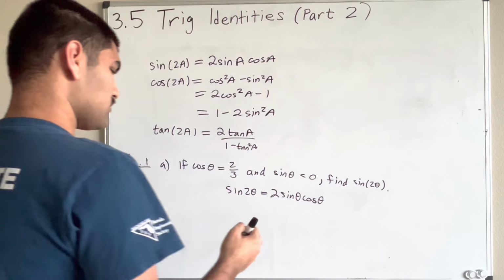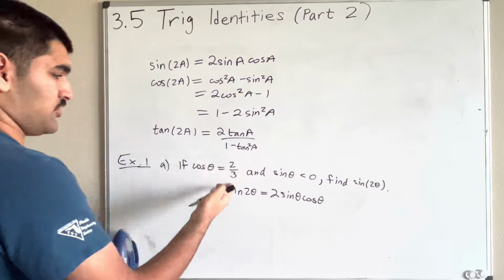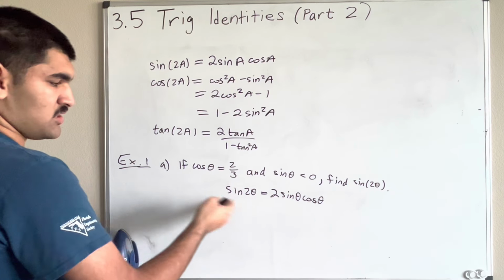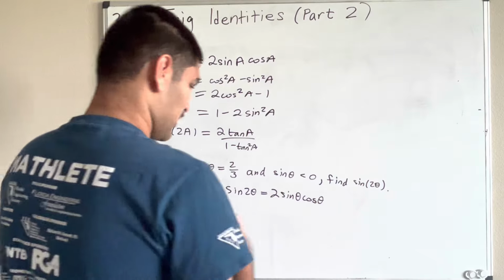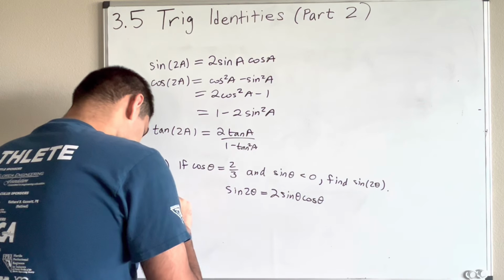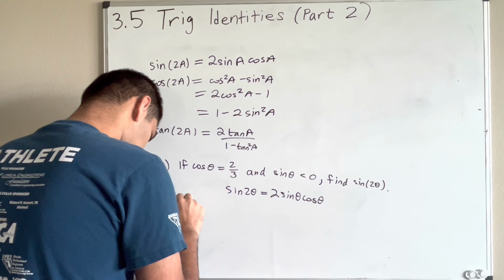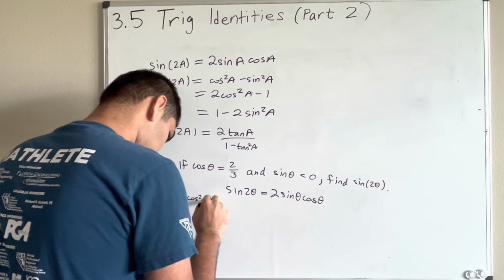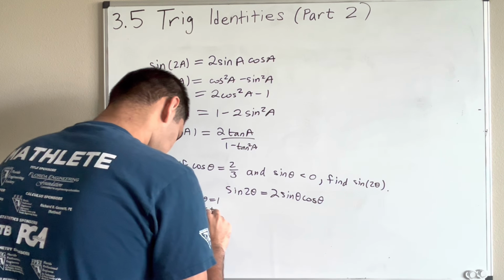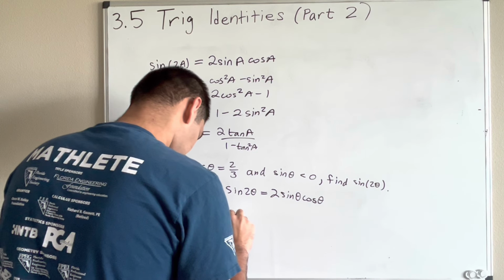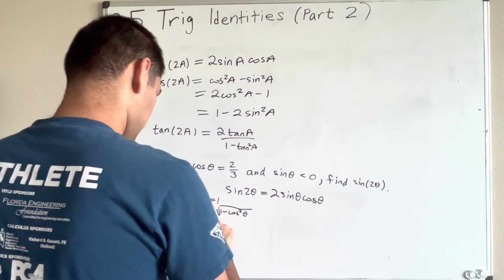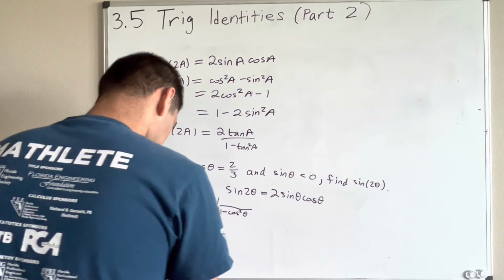So we already know what cosine theta is. It's 2/3. So now the only thing left to find is sine theta. And once we find that, we can substitute that into this, and then we can solve. So again, we have to use our Pythagorean identities to solve for sine of theta. So we have sine squared theta plus cosine squared theta equals 1. So sine theta is plus or minus square root 1 minus cosine squared. And they actually told us the sign is negative, so this is going to be the negative square root.